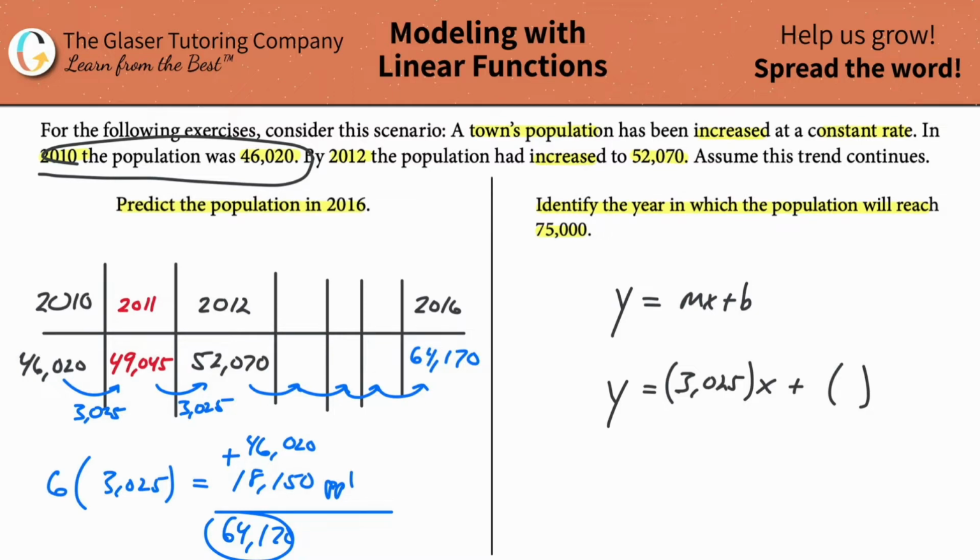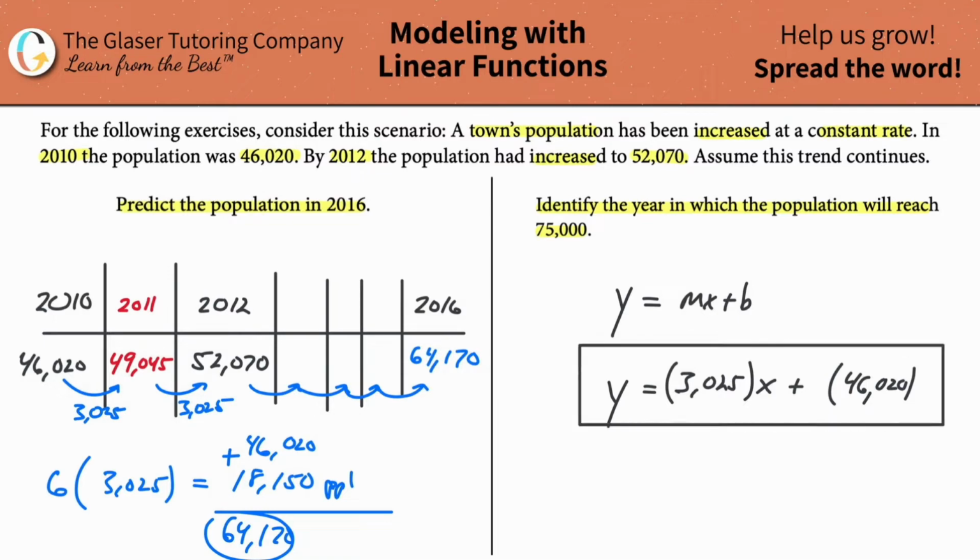Obviously, the year, right? Obviously, the population didn't just all of a sudden, boom, it was 46,020, right? What happened before that? But let's just assume we start the problem at this point. This is the initial start. So whatever the value of the population is at the start will be your y-intercept. So I'm going to plug in the 46,020.